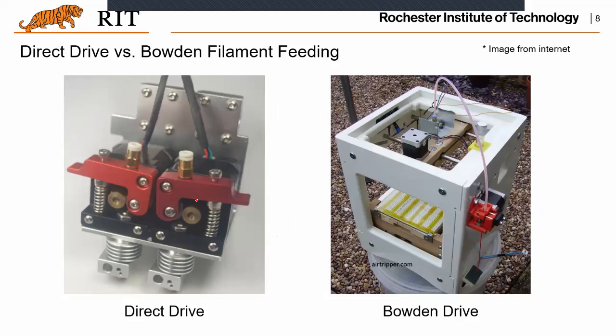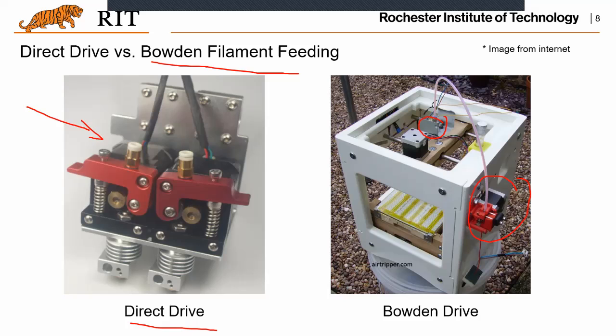And again, for the feeding mechanisms and hot end, there are different setups. One is the so-called direct drive system. Basically, the filament feeding mechanism is connected with the hot end. So that's the direct drive. Or there is Bowden filament feeding. That means the feeding system is here, but the hot end is here. So they are separate. There are both pros and cons for direct drive and Bowden drive systems.